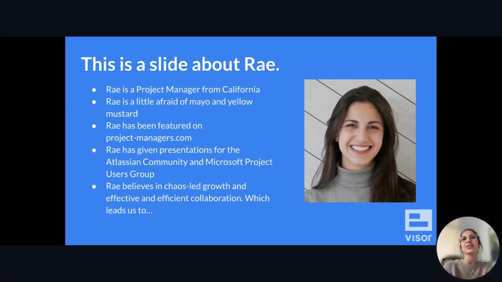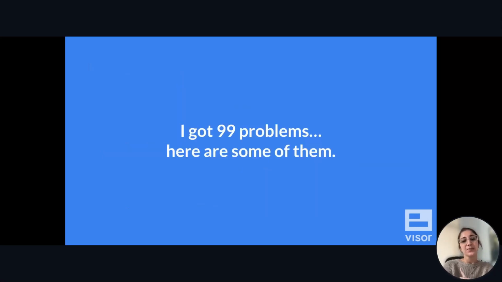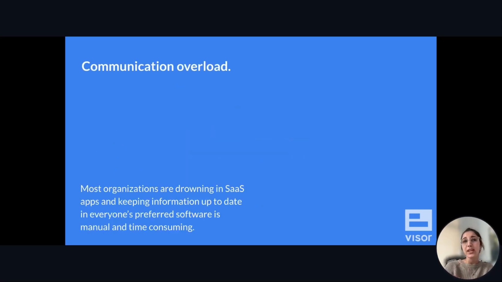And I believe in chaos-led growth and effective and efficient collaboration, which leads us to, I got 99 problems. Here are some of them. Communication overload is the first one I want to talk about today. That's just that most organizations are drowning in SaaS apps and keeping information up to date. And everyone's preferred software is manual and time consuming, right?